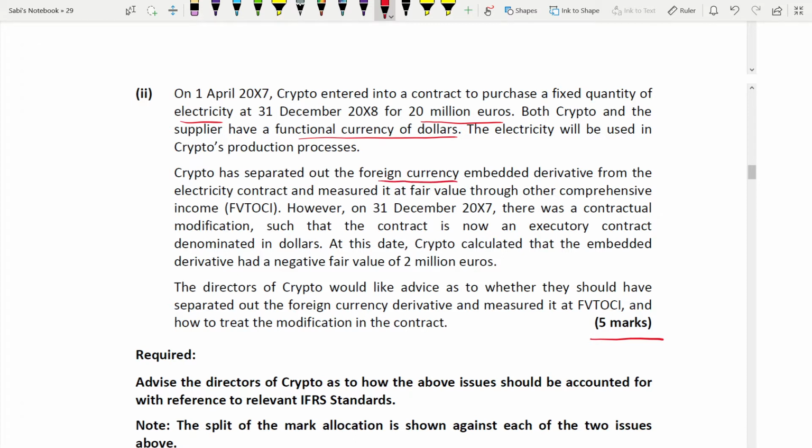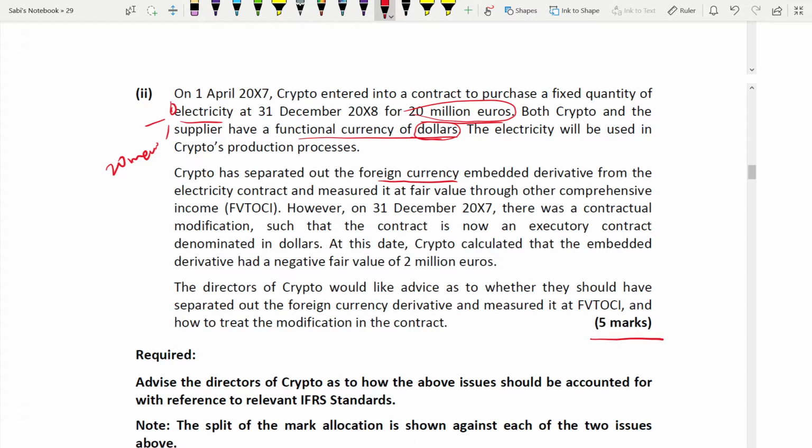Okay, because this is regarding foreign currency also. Why? Because their functional currency is the dollar and this is in euros, a fixed quantity of 20 million euros. So there are two contracts here. Can you see? One is electricity, one is 20 million euro. That 20 million euro comes as a derivative contract. So there are two. That's why it is known as an embedded derivative. You can understand, in one contract it might look like a contract for electricity. No, it's two. Derivative plus electricity.